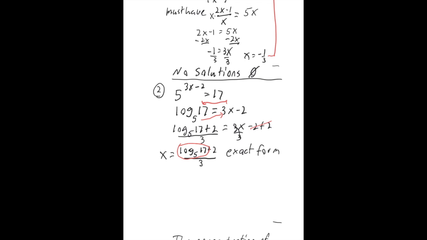Using the change of base formula, log base 5 of 17 will be, you can use the base 10 logarithm, log 17 over log 5. Log 17 is about 1.23. Log 5 is about 0.69897. I'm going for several decimal places there. Should be about 1.76 to 2 decimal places.